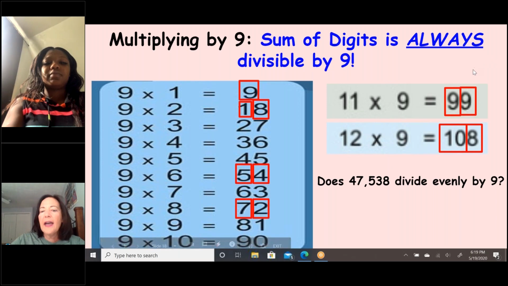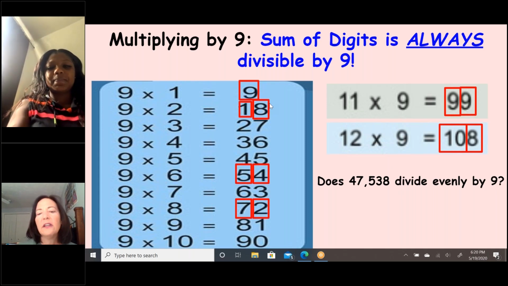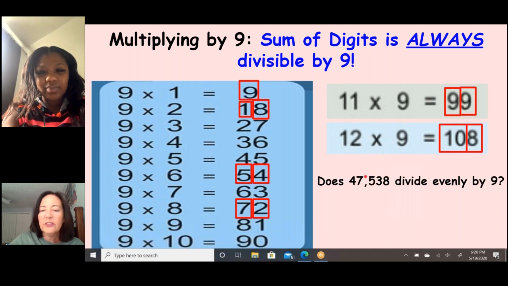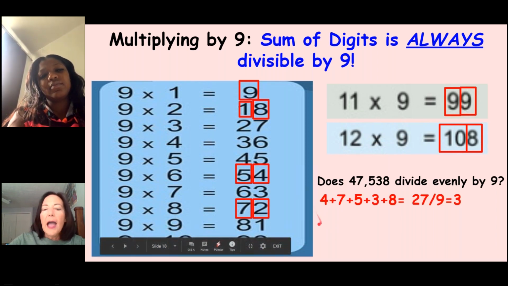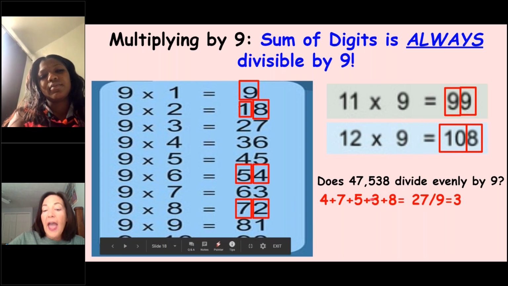For instance, if I were to ask you, Tylisha, does 47,538 divide evenly by 9? See if you can use this strategy so that you know right away, will that be evenly divisible by 9? Do you know how to start? No idea. Okay. So we need to find the sum of the digits of this number. We have to add up the 4 plus 7 plus 5 plus 3 plus 8. So if we were to add up those numbers, it's going to equal 27.